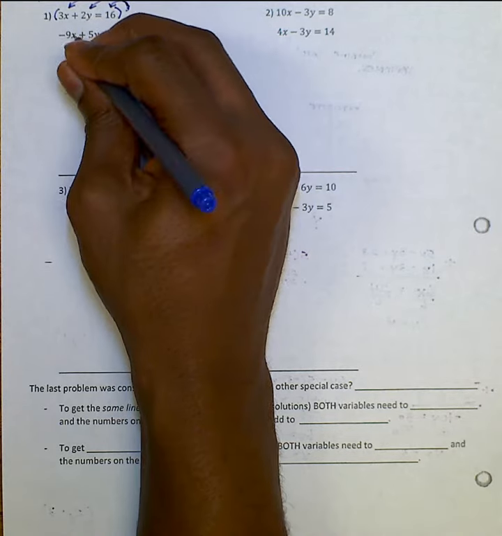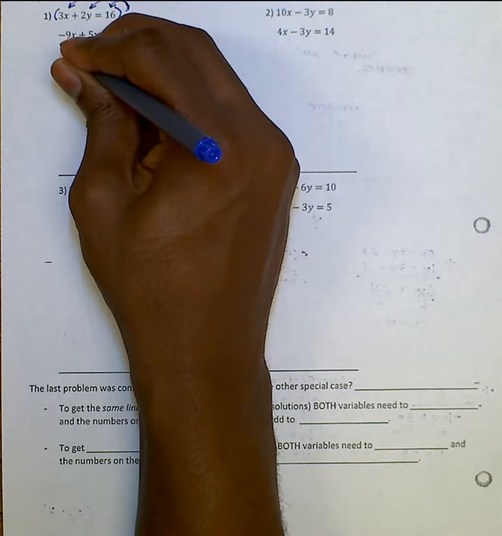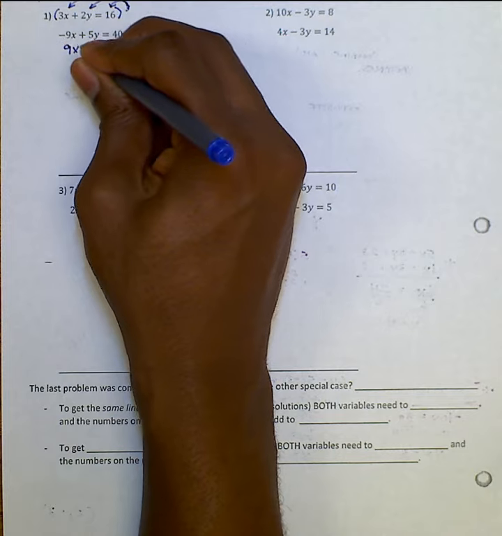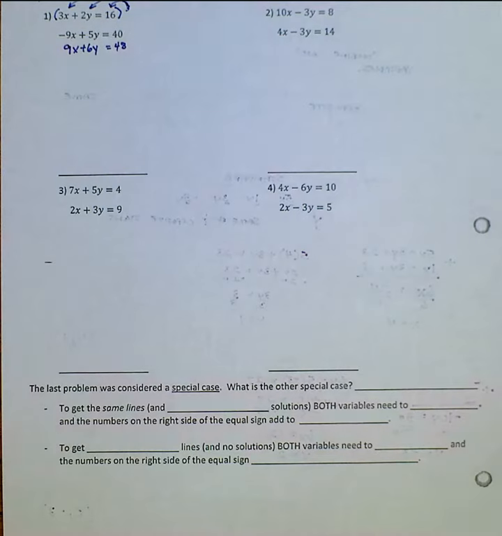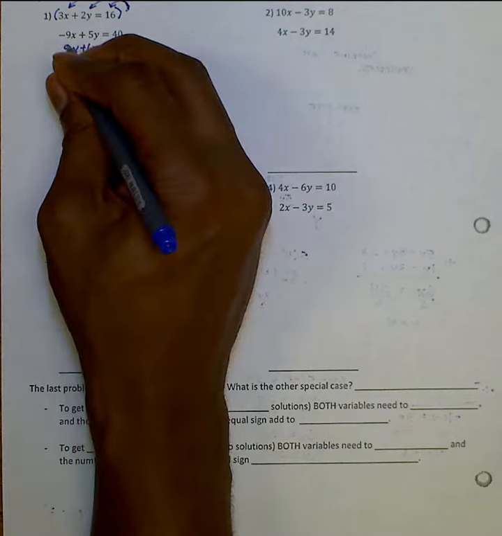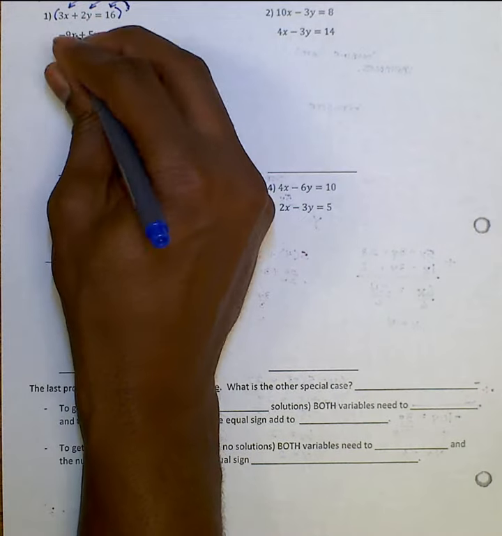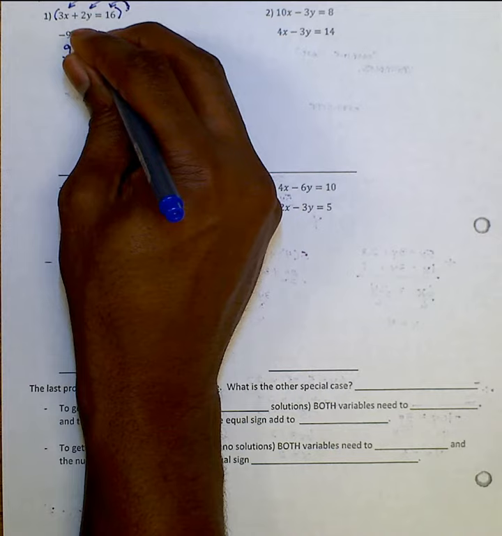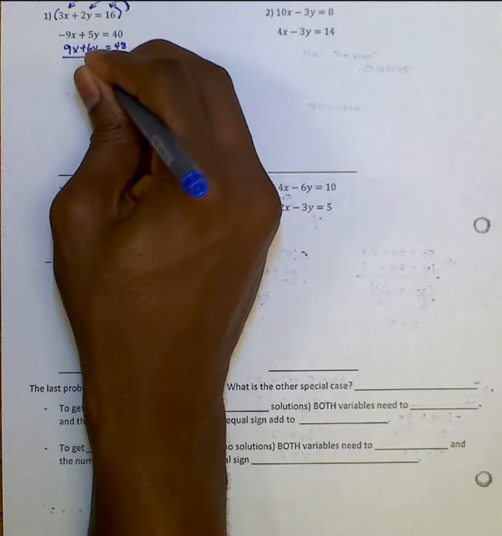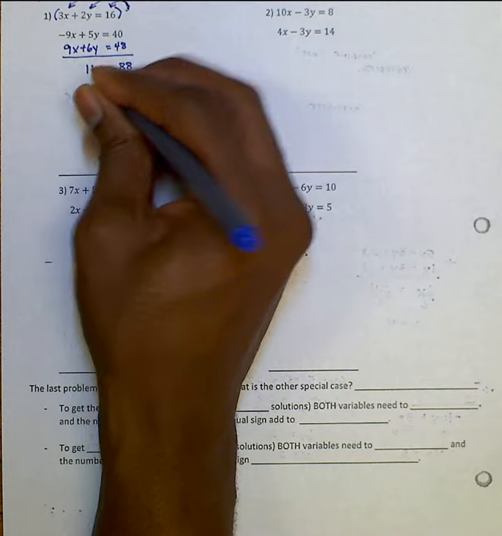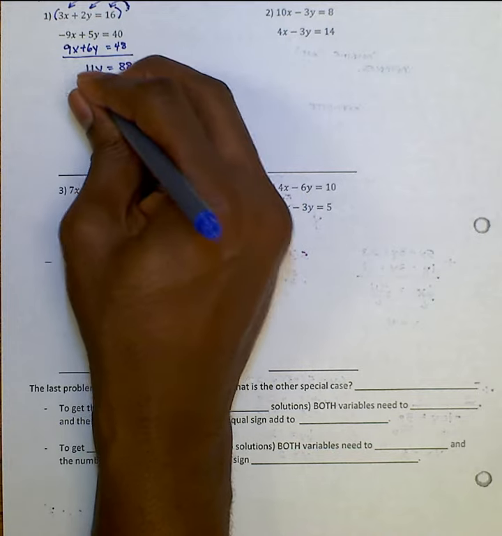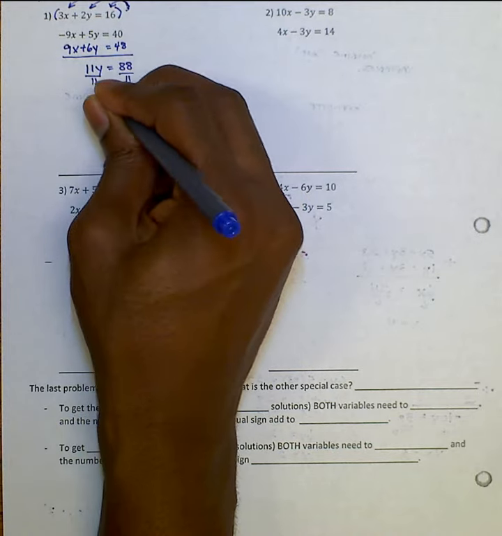And when I do that, I'm going to rewrite that down here. I get 9x plus 6y equals 48. Now this helps me out because now I have my x's be opposites. So negative 9x plus 9x, as I eliminate that, it gives me 0. 5y plus 6y is 11y. 40 plus 48 is 88. So 11y equals 88. Divide by 11, and I find that y is 8.